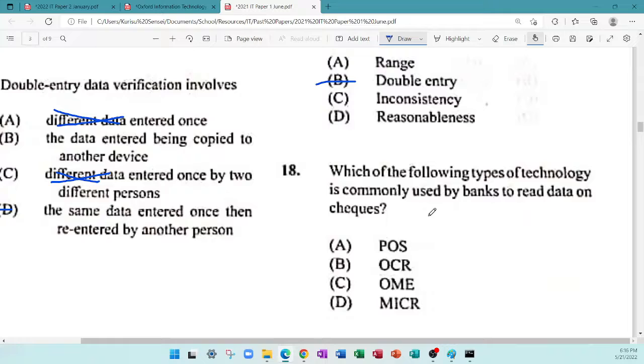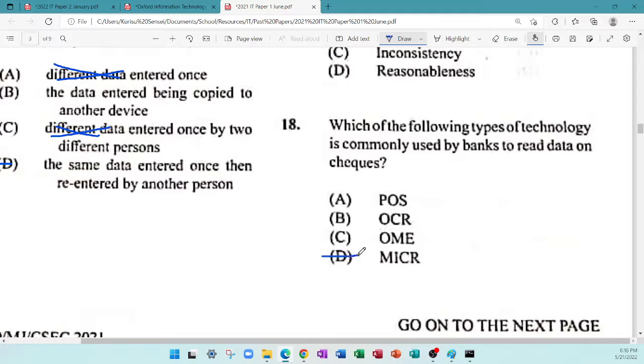18, which of the following types of technology is commonly used by banks to read data on checks? MICR. Which stands for? Magnetic ink character recognition. Yeah, the word magnetic.